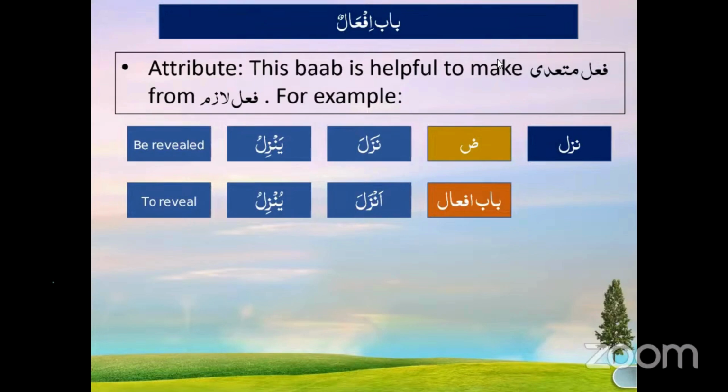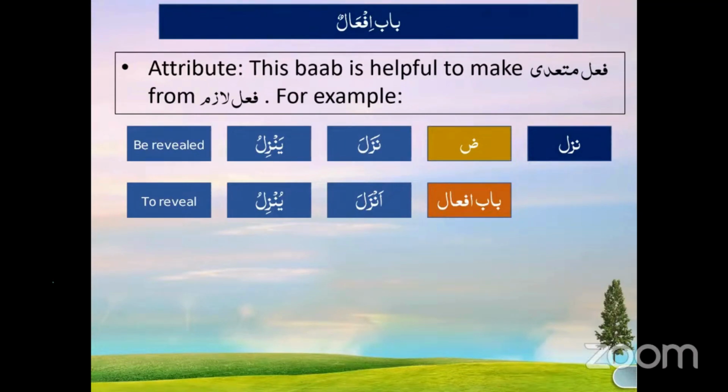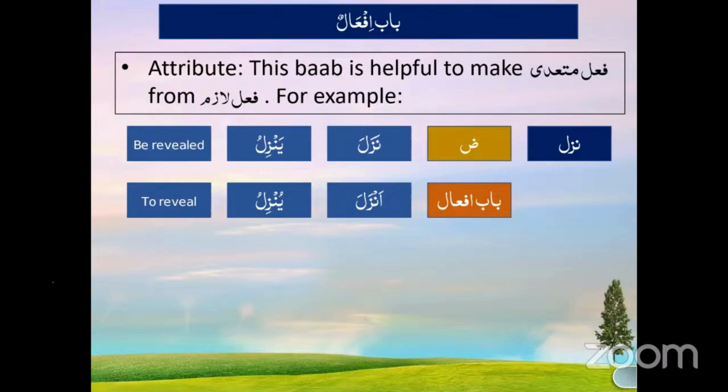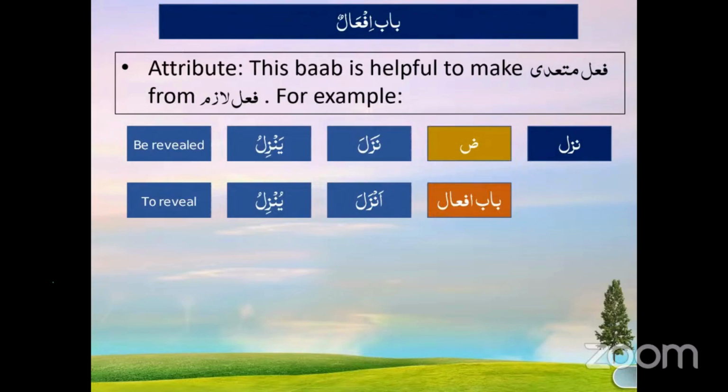I think I know Fi'l Lazim. Lazim is where you have the fi'l and the fa'il, and the Mutaddi is where the object is required. Fi'l Lazim is the one where the object is not required, and the Mutaddi is where the object is required. Okay, good. Jazakallah, that's correct.